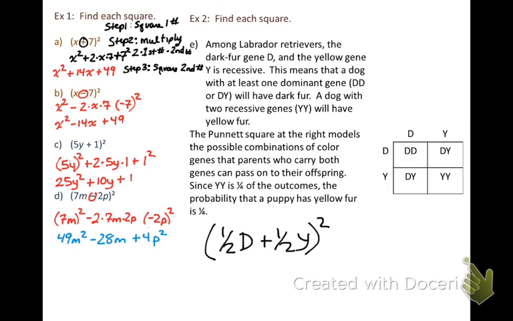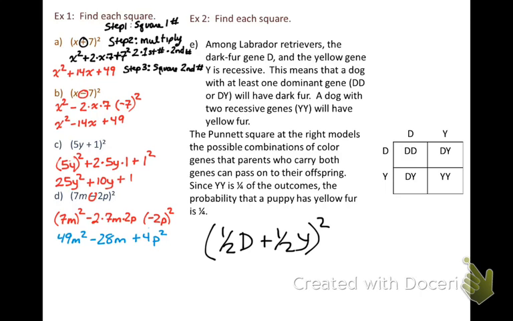Example 2, it's a word problem. It's science coming back to you. Among Labrador retrievers, the dark fur gene D is dominant and the yellow gene Y is recessive. This means that a dog with at least one dominant gene, DD or DY, will have dark fur. A dog with 2 recessive genes, YY, will have yellow fur. The Punnett square at the right models the possible combinations of colored genes that parents who carry both genes can pass on to their offspring. Since YY is 1/4 of the outcomes, the probability that a puppy has yellow fur is 1/4.